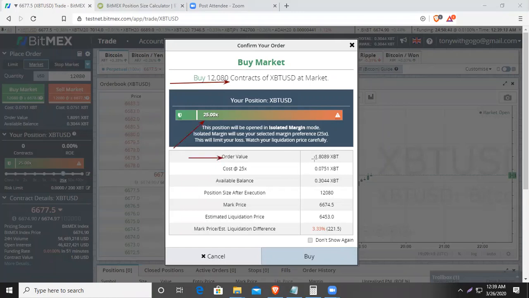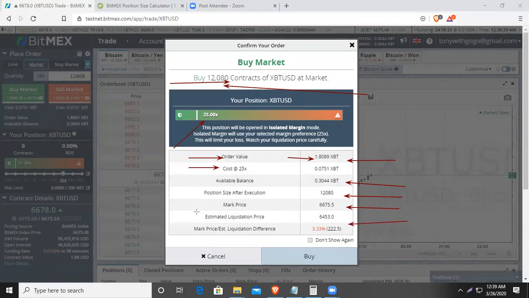This is also fixed. There is no change in position size. There is no change in contract value. Okay. You are using 25x. This is your available balance. After executing a position size of this at this price, your liquidation price is at this. Look at this. Now the interesting part is here.